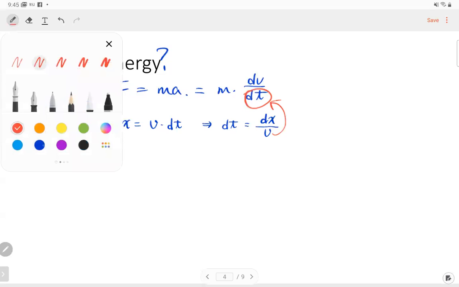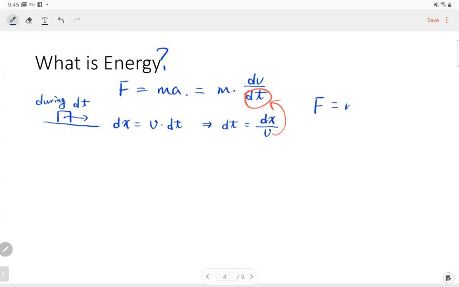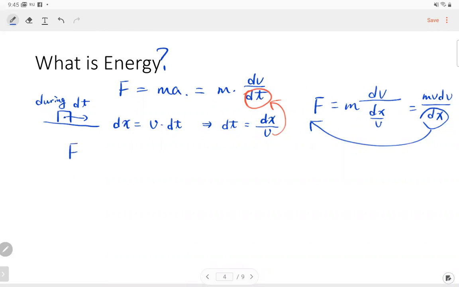So in this case, we have force F equal to m dv over dt. dt is dx over v. Then let's simplify this equation. That would be mv dv over dx. This is just a simplification. I just moved the denominator of v into the numerator. Then I'm going to remove the dx by multiplying dx on the left side. So we have force times dx equal to mv dv.